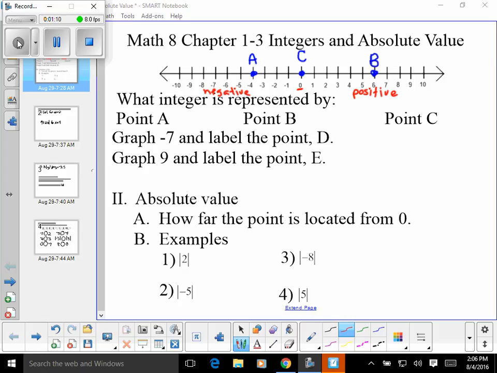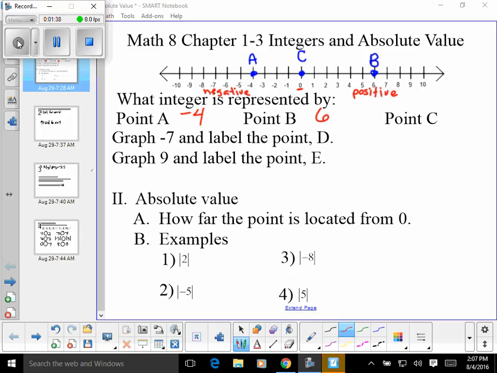The first thing is we're going to look at point A on this number line and determine which integer that is. And if we look at A, we will notice that it is at -4. It is to the left of 0. Point B is to the right of 0, indicating a positive, and it's a positive 6.